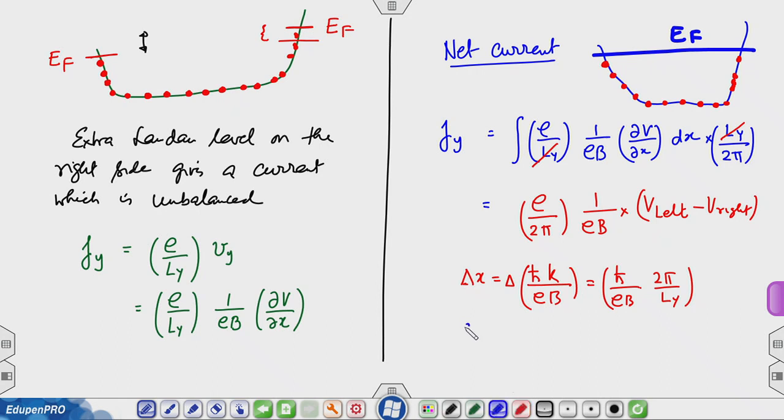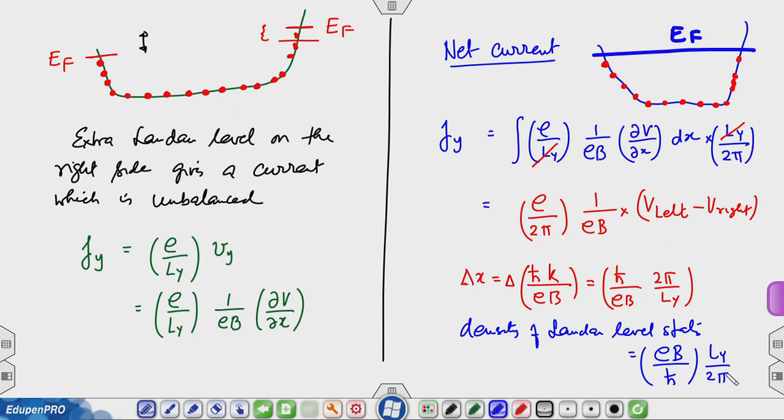So, the density of Landau level states is going to be Eb over h cross, Ly over 2 pi. So, if I take this here, I have to multiply by Eb over h cross. I took that Ly over 2 pi, so this is going to be 1 times Eb over h cross. So, what do I get?